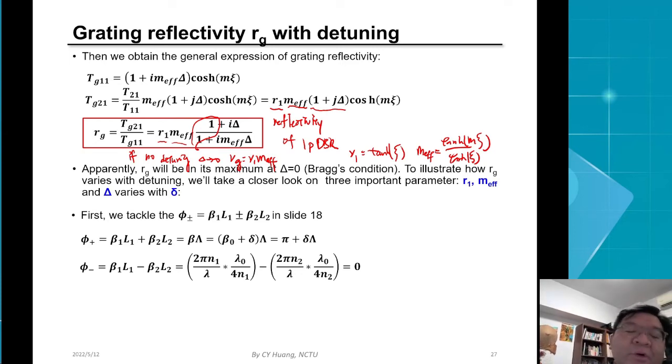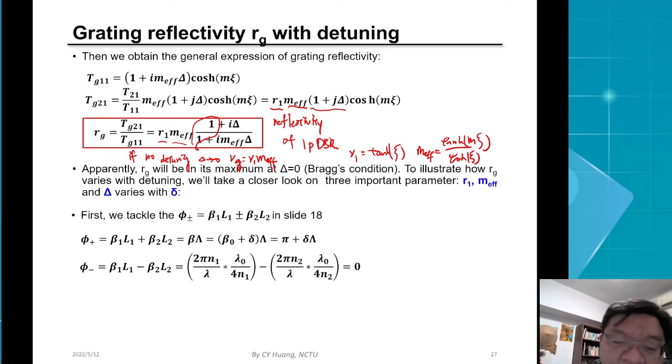But what we are more interested in is when delta is not zero. Obviously, you will obtain a complex value. RG is a pure real value only when delta is zero. But when there's a detuning, the reflectivity becomes a complex number, and we will try to describe how it looks with different amounts of delta.